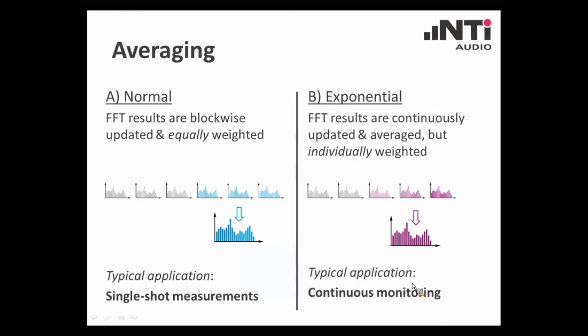Whereas the second approach is more popular for continuous monitoring, where you have a steady incoming signal which might change over time, or maybe you have to adjust specific parameters in that incoming signal or in the device that is generating that signal, and you want to continuously see what is the effect of your manipulation. In that case, you would rather choose the exponential averaging.